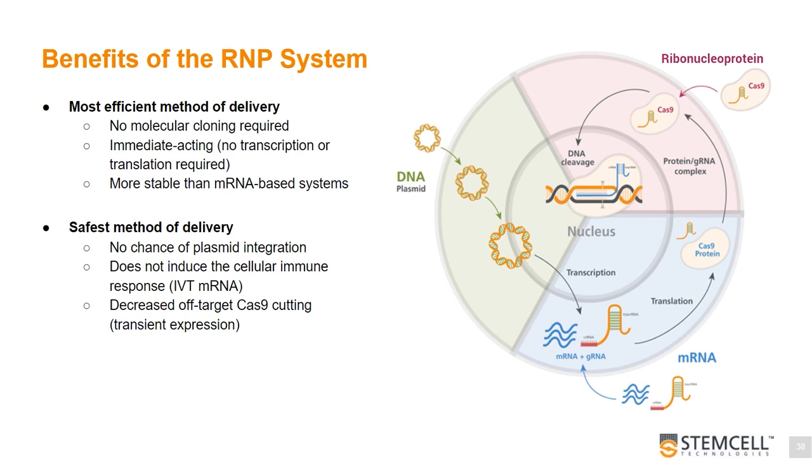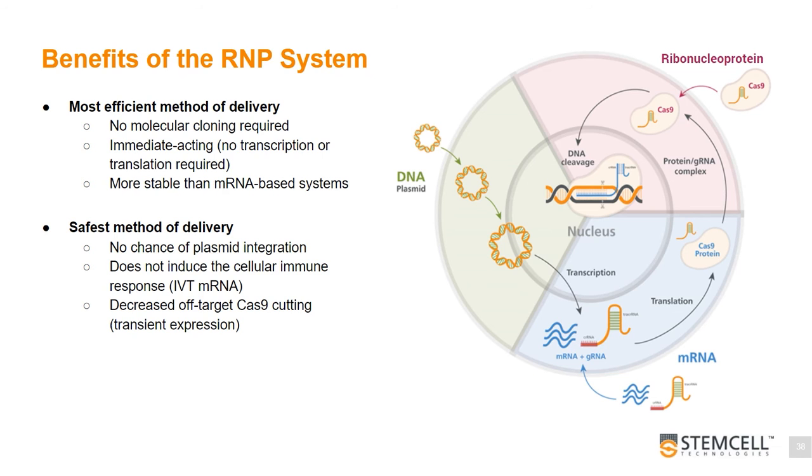First, there is no molecular cloning required. Unlike DNA plasmid, which requires both transcription and translation steps, and the mRNA-based system, which requires the translation step once the system delivers the CRISPR components into the cells, the RNP system bypasses all these steps and can immediately enter the nucleus for editing. Also in RNP, gRNA is protected by Cas9.